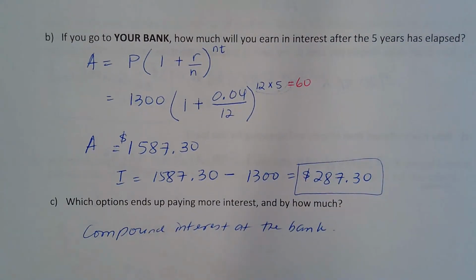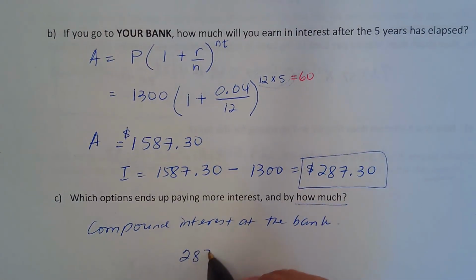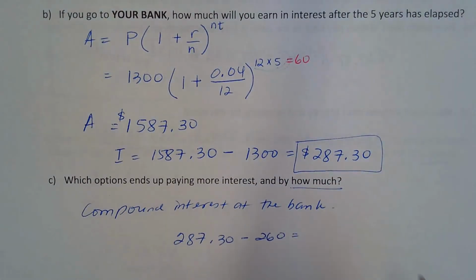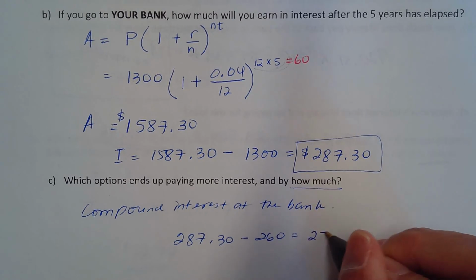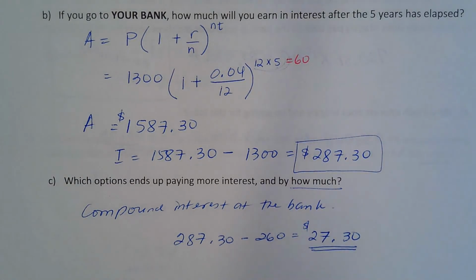And the next question is, how much more? Which option ends up paying more, and by how much more? So it's 287.30 minus 260. So it's going to be $27.30 more. So you would earn $27.30 more if we were to compare the two. Okay?